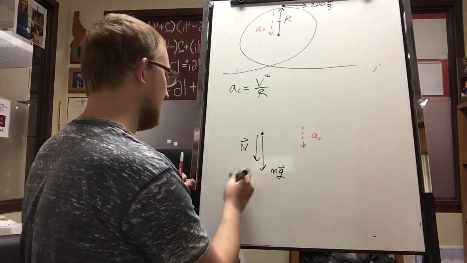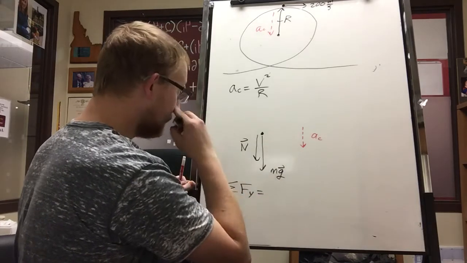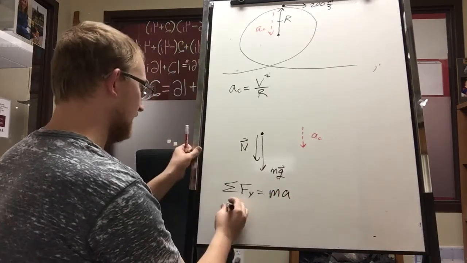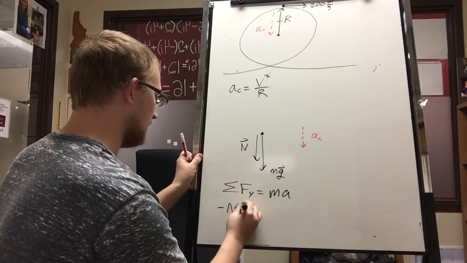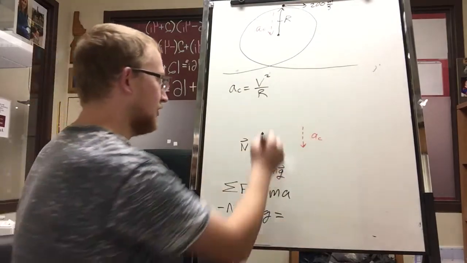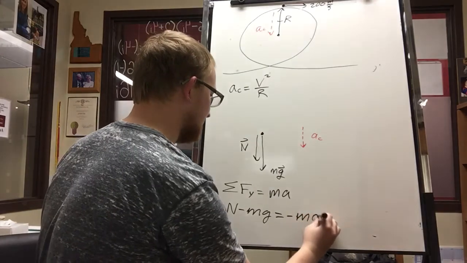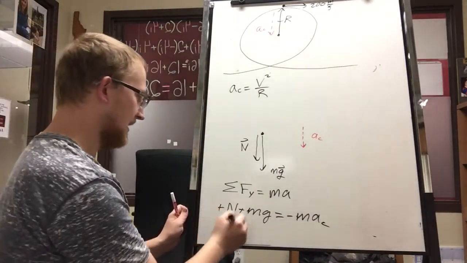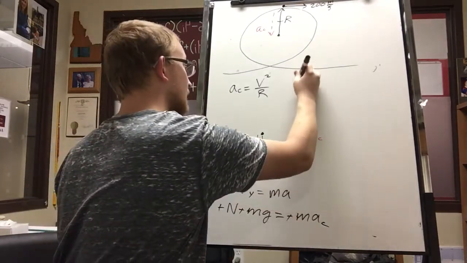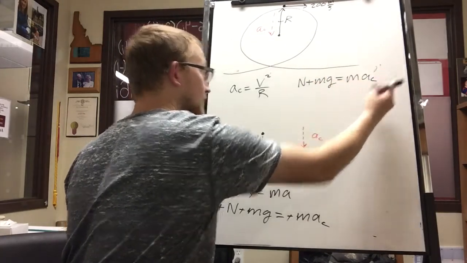But it'll help me when I say the sum of forces in the y direction equals ma. And therefore, we've got minus normal force minus mg equals minus m AC, since AC is also in the minus direction if you choose positive up, negative down. You'll notice that all the minuses cancel to give us positives. So what's next is we say normal plus mg equals m AC.